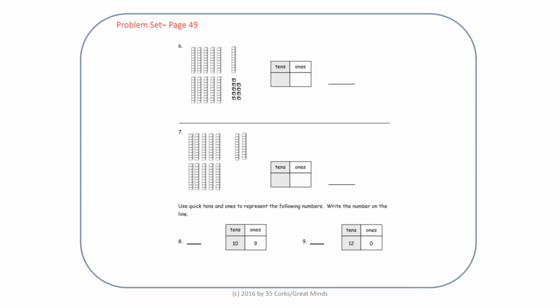On page 49 of your packet, you're going to do the same thing for number 6 and number 7. You're going to count your objects, fill in your place value chart, and write what that number is that you counted. Then at the bottom it says, use quick tens and ones to represent the following numbers. Write the numbers on the line. So you're going to draw quick tens and ones, if there are ones, next to number 8 and next to number 9 to show the number in the place value chart. Then you'll write that number on those little lines.